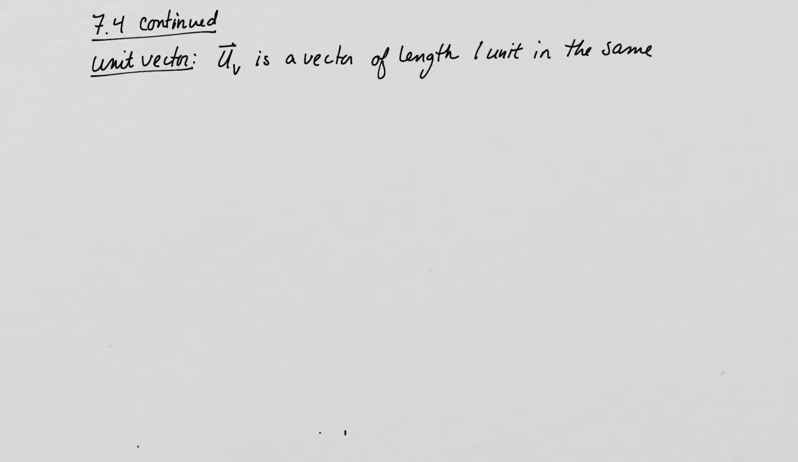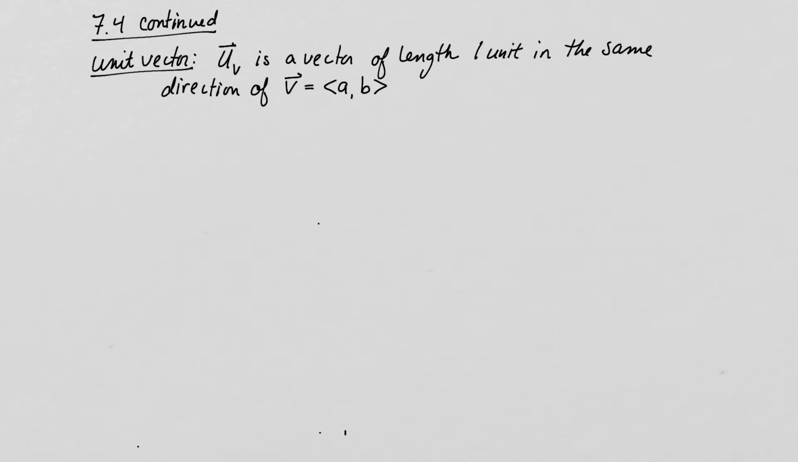So a unit vector, we usually denote it u with a little v. So the vector u sub v is a vector of length 1 unit in the same direction of vector v. And if we let v be equal to the vector a comma b, right?